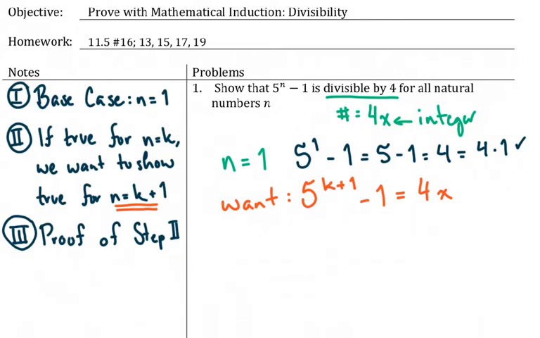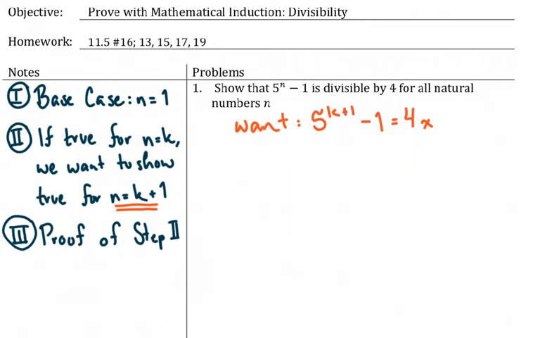Now, let's look at our proof. I'm going to erase, obviously you have plenty of space to keep going with your notes. So just as before, we're going to start with our n equals k. In this case, we have 5 to the k minus 1, and we know that it's already equal to some 4x. This might get a little confusing, but these are just different x's. Right, we know that this is true for n equals k.